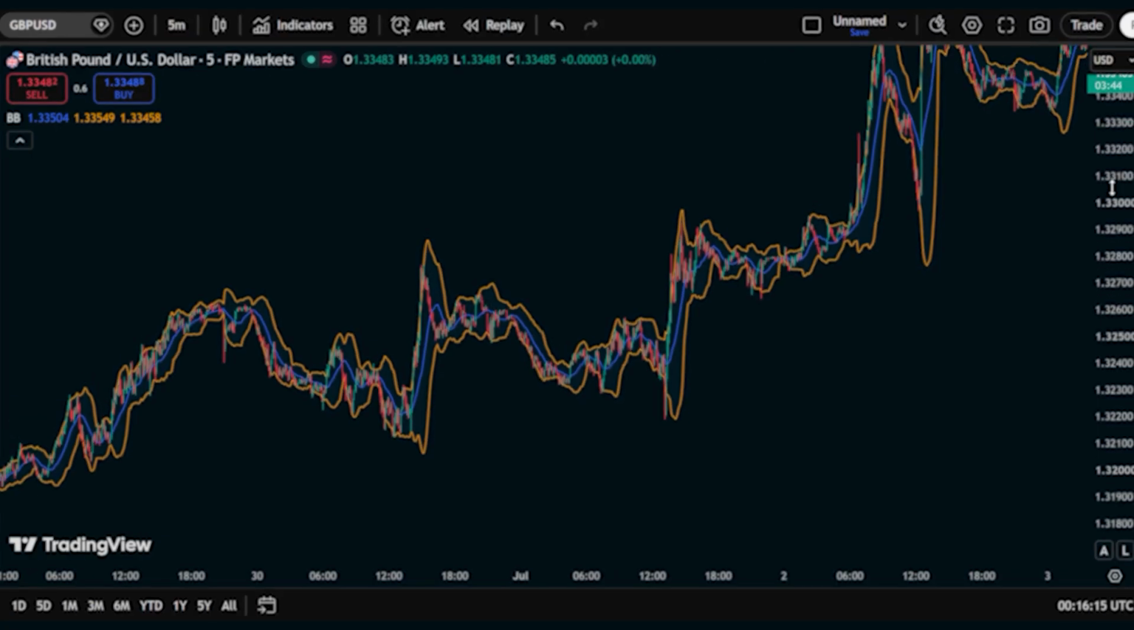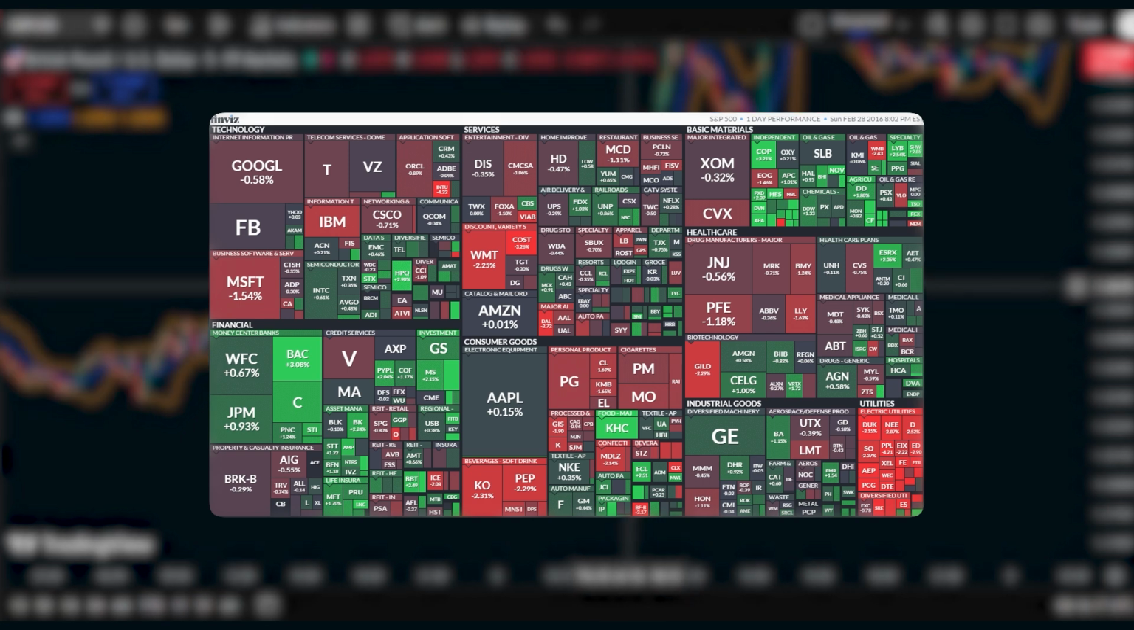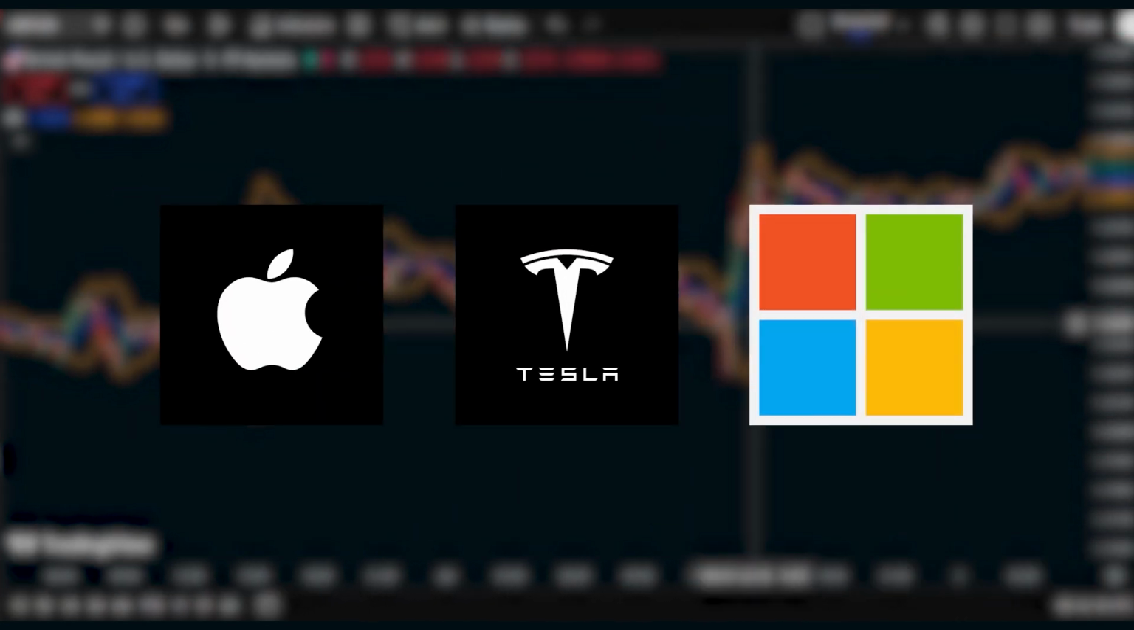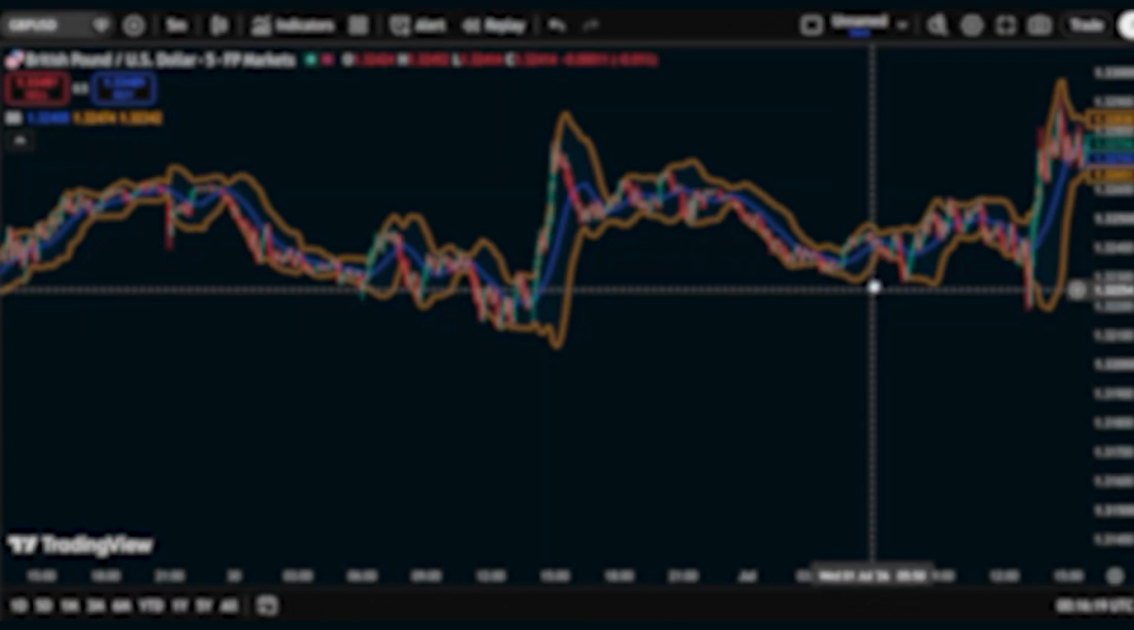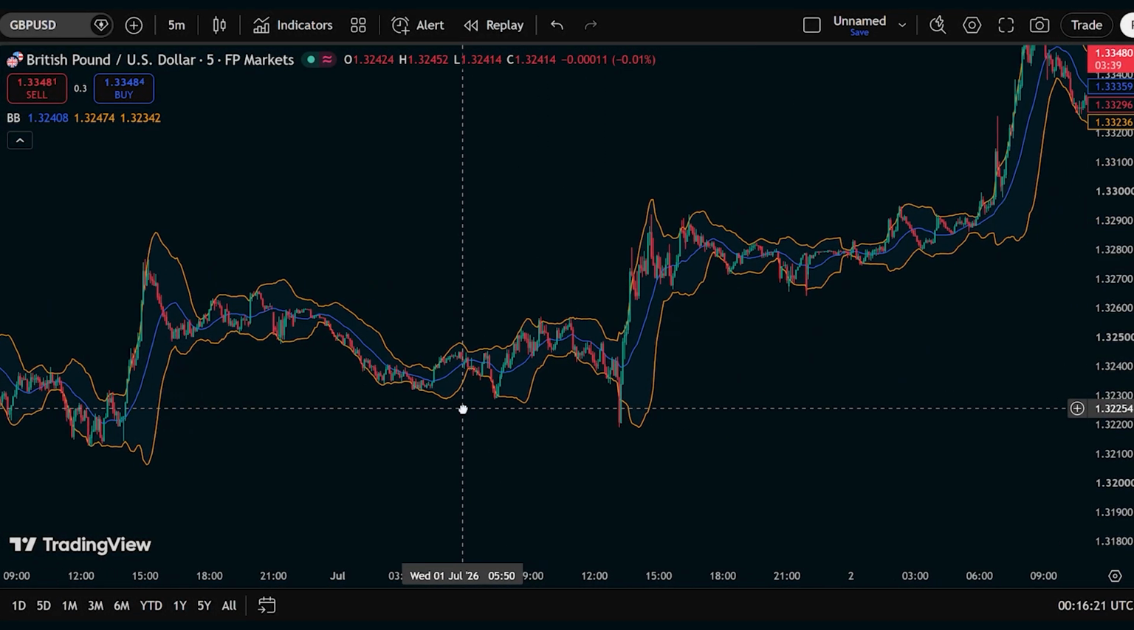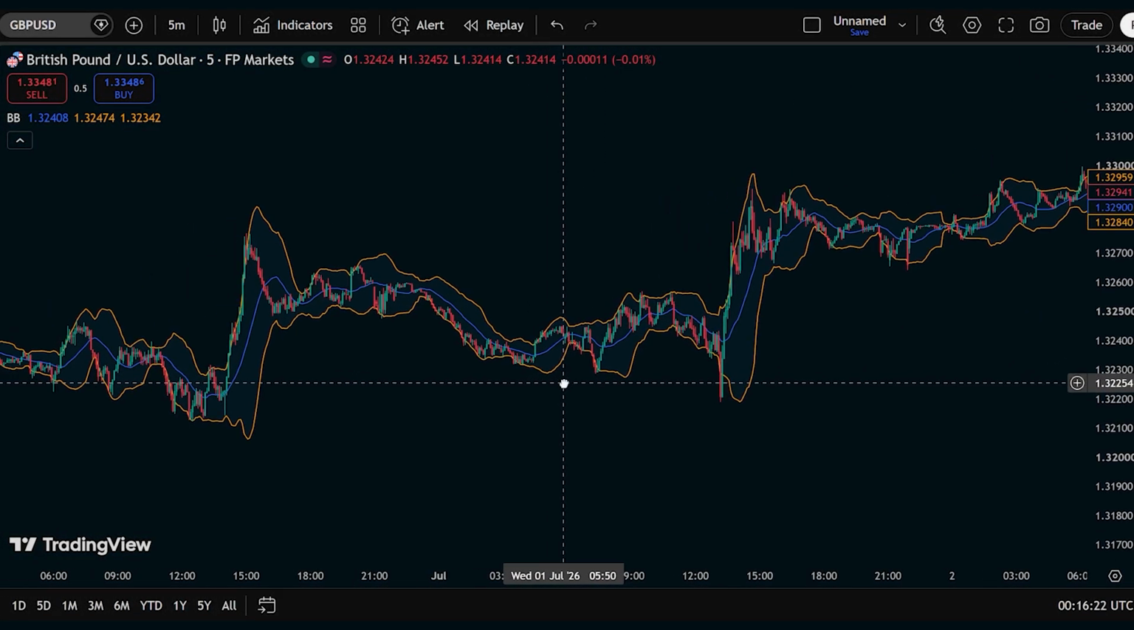The trades shown use high-volume assets, the S&P 500, Tesla, Apple, and Microsoft. When using these strategies, choose assets with strong liquidity and good daily volume. Illiquid assets produce unreliable signals.